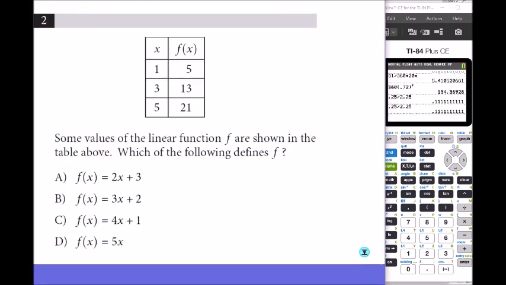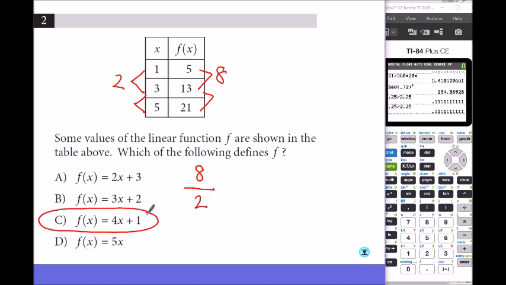Number 2. Some values of the linear function f are shown in the table below. Which of the following defines f? So we can look at the slope. Every 2 increase in x, it increased by 8. So rate of change will be rising over running, so it's difference in y over difference in x. So the slope is 4, so it must be c.